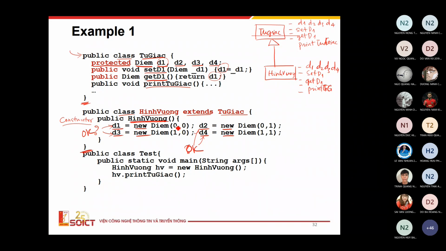Okay. So now you will go to the main of the test class. You have the main method. Here you create a new object of the class hình vuông. This will call this constructor. It will initialize the value for each attribute, and then print out. What do you think about this method? What will be printed out?